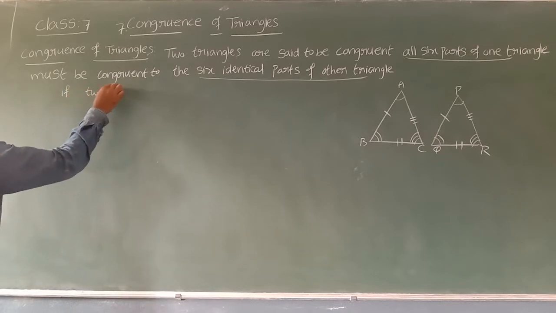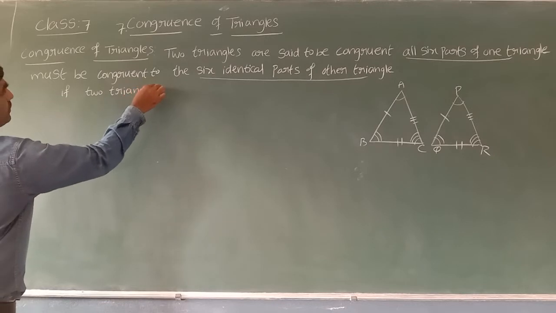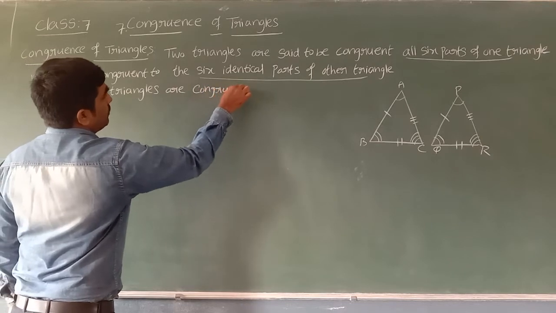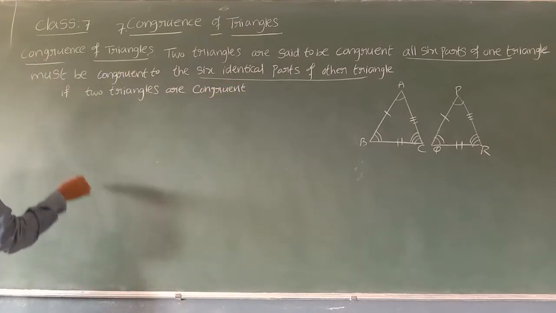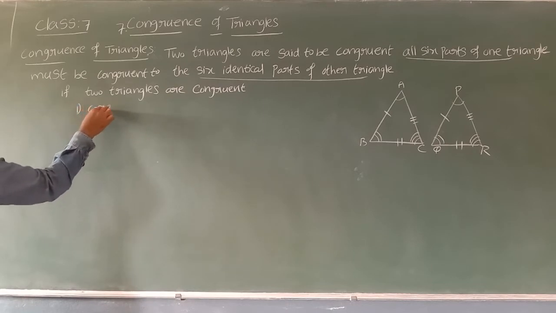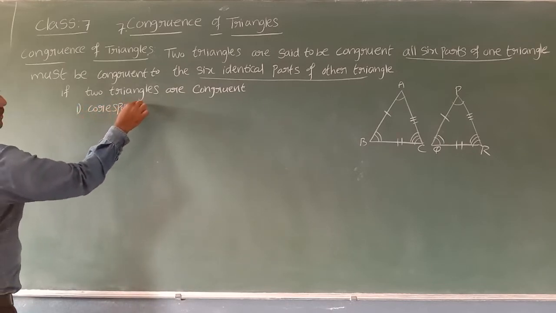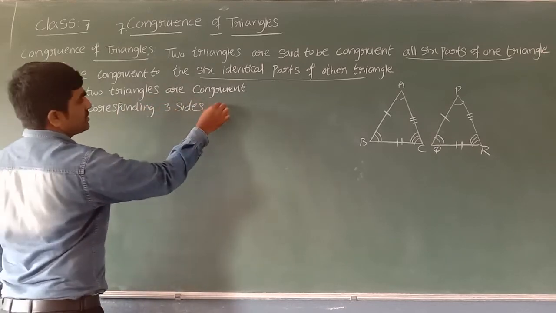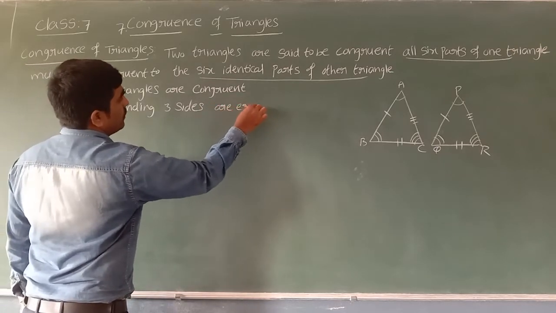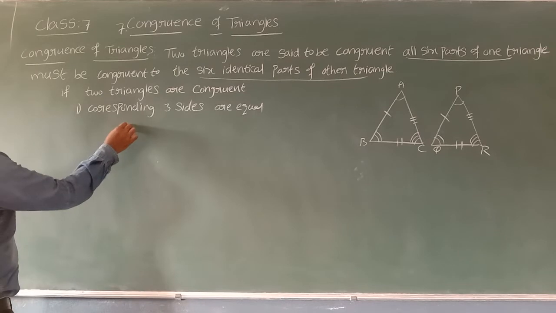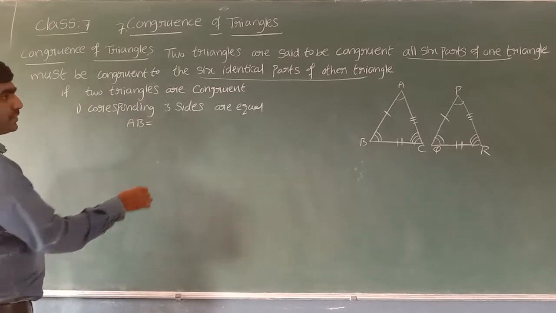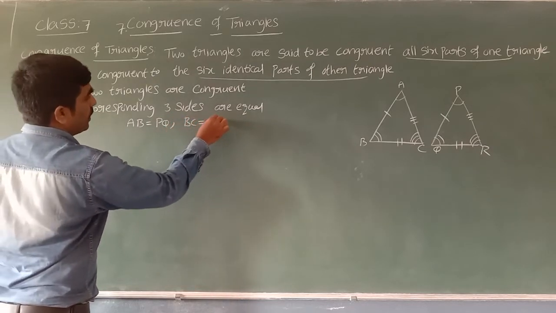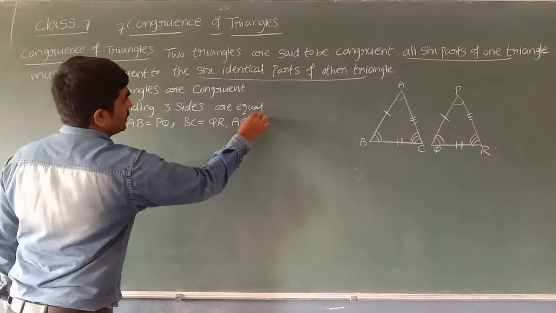If two triangles are congruent, what do we observe here? We can see that the corresponding three sides are equal. First point is what we have done? Sir, corresponding sides are equal. The length of AB is equal to the length of PQ, the length of BC is equal to the length of QR, and the length of AC is equal to the length of PR.